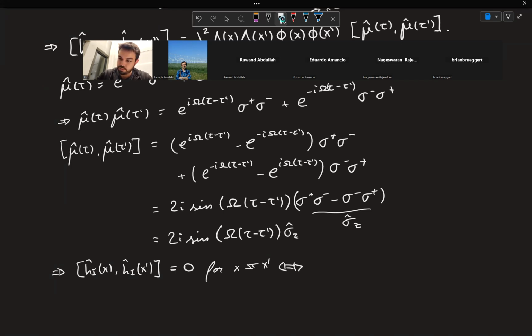Let me remove this implication arrow here because it's confusing. Okay. So this happens if and only if tau minus tau prime is 2 pi n divided by omega, basically. So almost done.